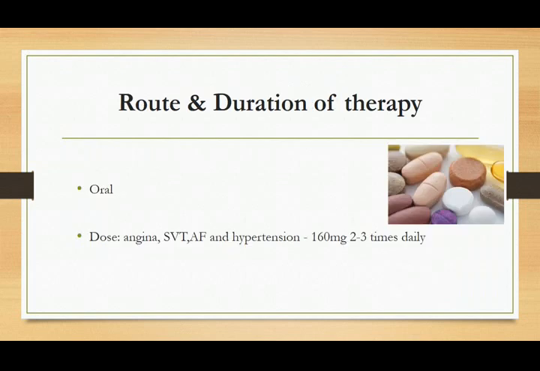Isoptin is taken by oral route. Peak plasma concentrations are reached between 1 to 2 hours after oral administration. Half-life of verapamil is ranging between 2.8 to 12 hours. The maintenance dose for angina, SVT, AF, and hypertension is 160 mg 2 to 3 times daily.